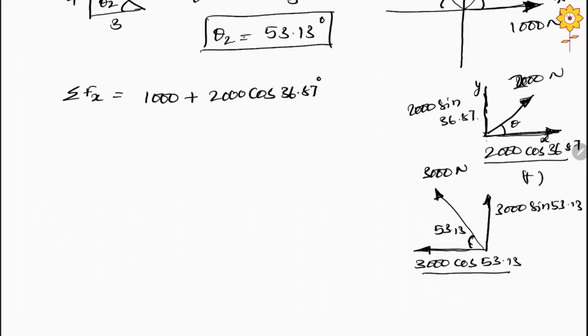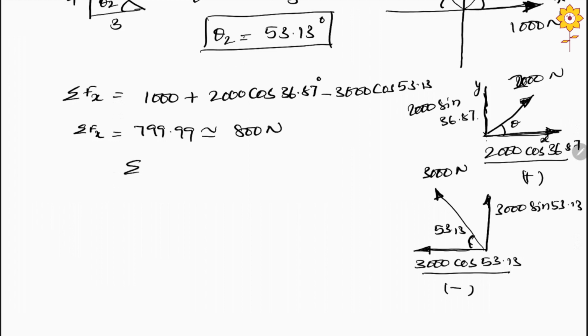If you see the force of this 3000, it is moving right to left. It is moving right to left, so it will be negative. So we have to take minus 3000 cos of 53.13. So this is our equation for summation of f of x. If you put this in the calculator and find out the value, it comes out summation of f of x is equal to 799.99, which is equal to 800 Newton.